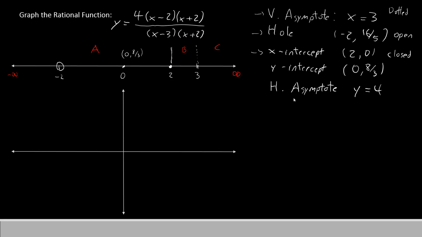Now, when I move to the horizontal asymptote, I'll place that on the graph. I'll have y equals 4, so I'll come here to 4, and I'm going to draw a horizontal dotted line for there.